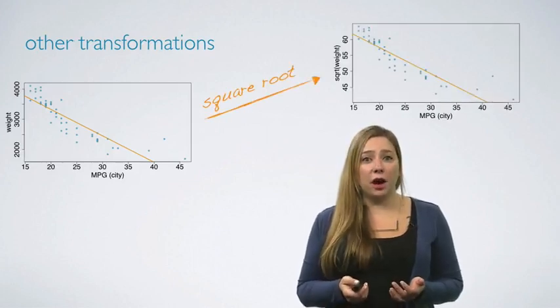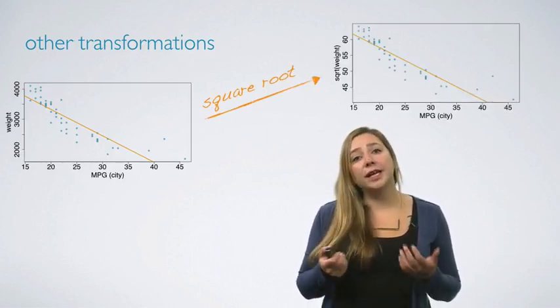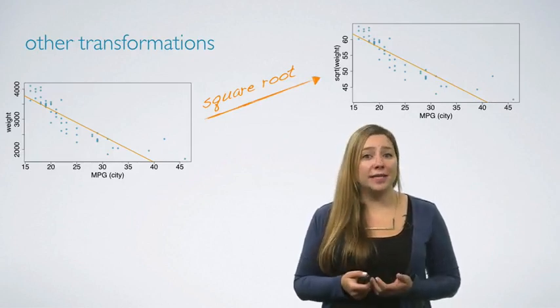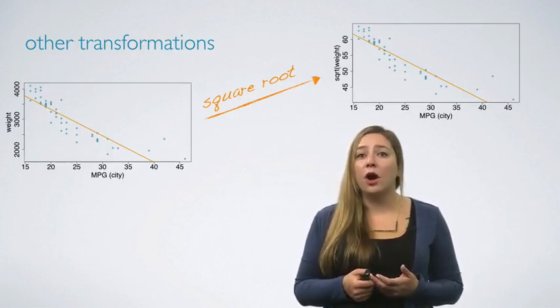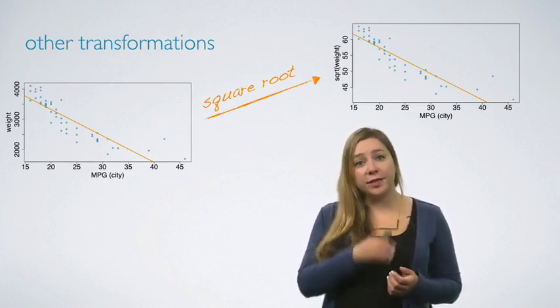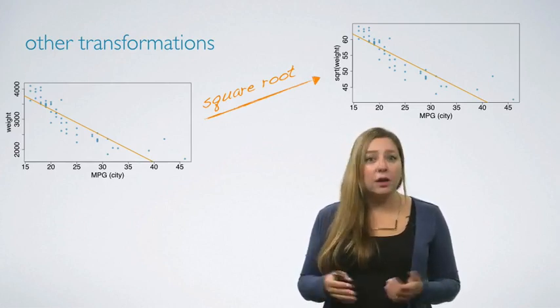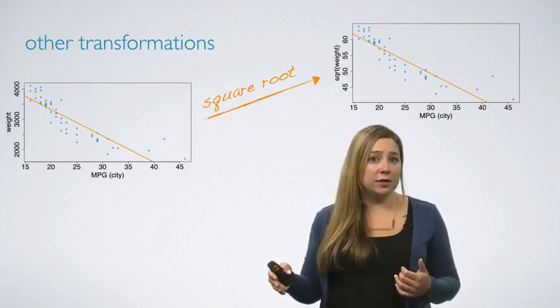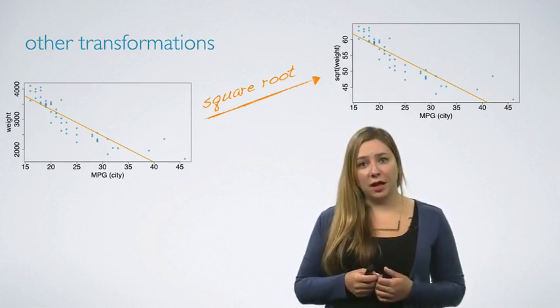Transformations other than the logarithm can be useful too. Let's take a look at a new data set. Here we have a scatter plot of a random sample of cars' weights versus their city mileage. We can see that the two variables are inversely related, which is expected. Cars that are bigger get fewer miles to the gallon, but the relationship is not linear.